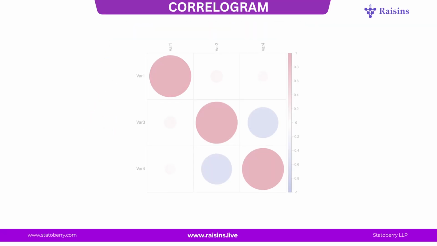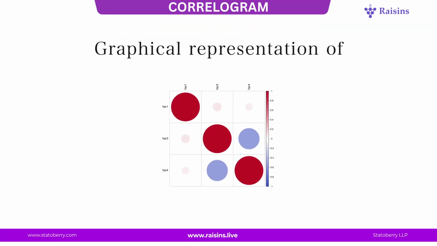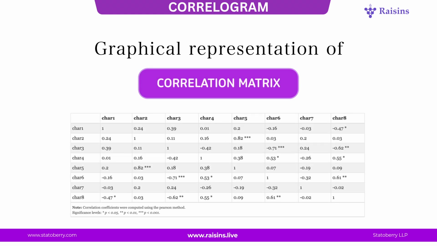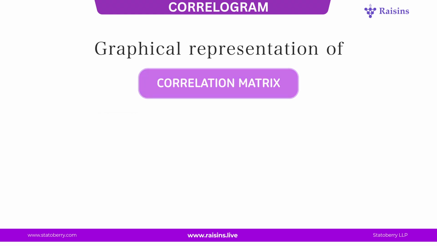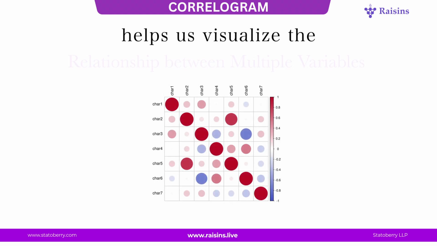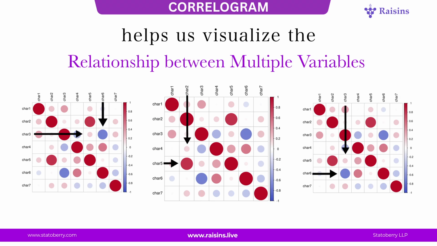Correlogram. A correlogram is a graphical representation of a correlation matrix. In simple terms, it helps us visualize the relationship between multiple variables in a data set.